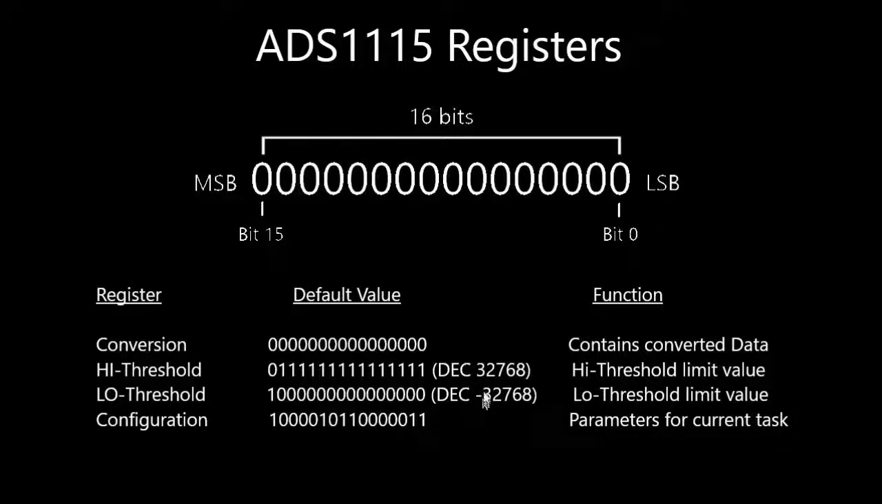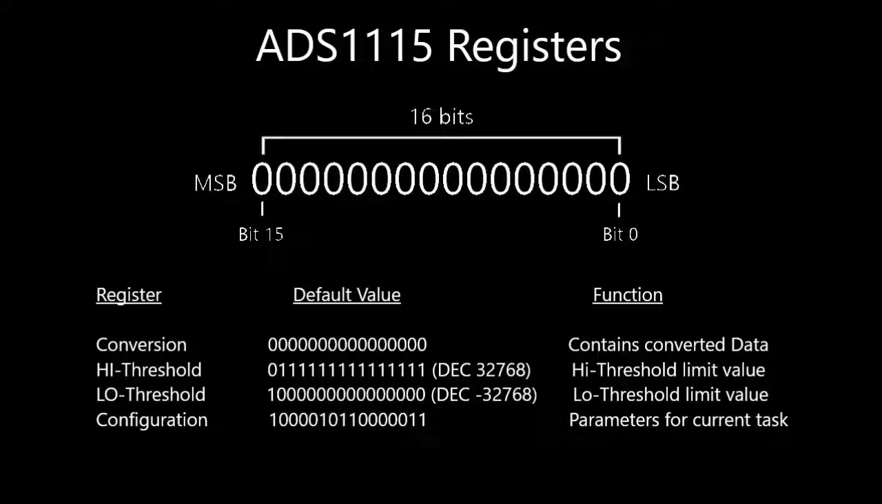-32,768. Now, don't get hung up on the negative part because the ADS1115 cannot measure negative voltages. It can only measure positive voltage. But I will show you how to measure negative voltages. There is a way to do it, and I will show you how to do it. But in the meantime, just don't worry about the negative. We will cover that later on in these videos.